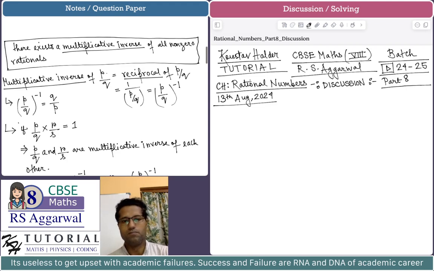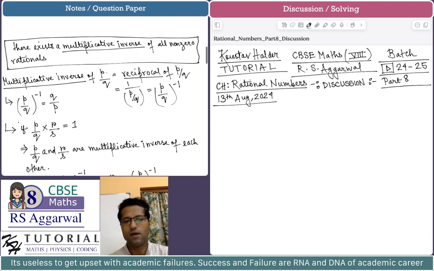Now, the multiplicative inverse of p by q is ultimately q by p, that is, you reverse the numerator and the denominator. The notation for the multiplicative inverse of any rational number p by q is p by q to the power minus 1, but actually its value is q by p.